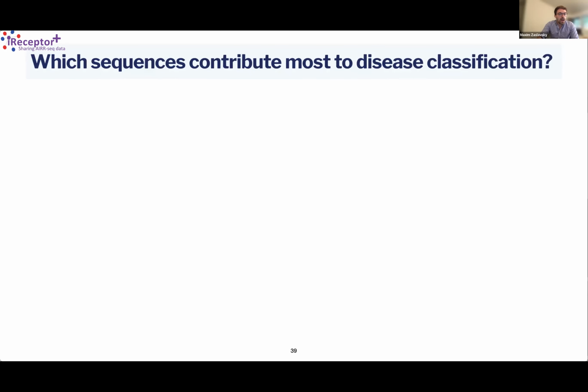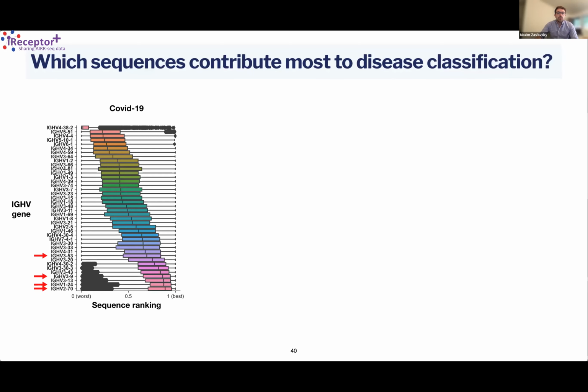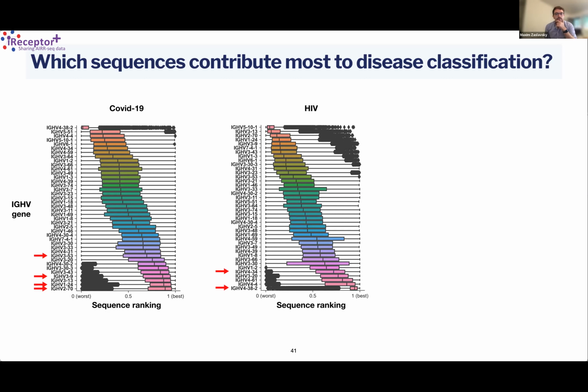What are the other properties of highly ranked sequences? The sequences that were highly prioritized for COVID-19 prediction seem to come from V gene segments that are common in antibodies that bind SARS-CoV-2. And I'm indicating those with red arrows here. So here I'm showing ranking trends for sequences from different V gene segments. The V genes on the y-axis are ordered based on their median ranking from least disease-specific or lowest ranked at the top to the most specific or highest ranked at the bottom. Same for HIV, especially V434 here, which has been seen in people who make broadly neutralizing HIV antibodies.